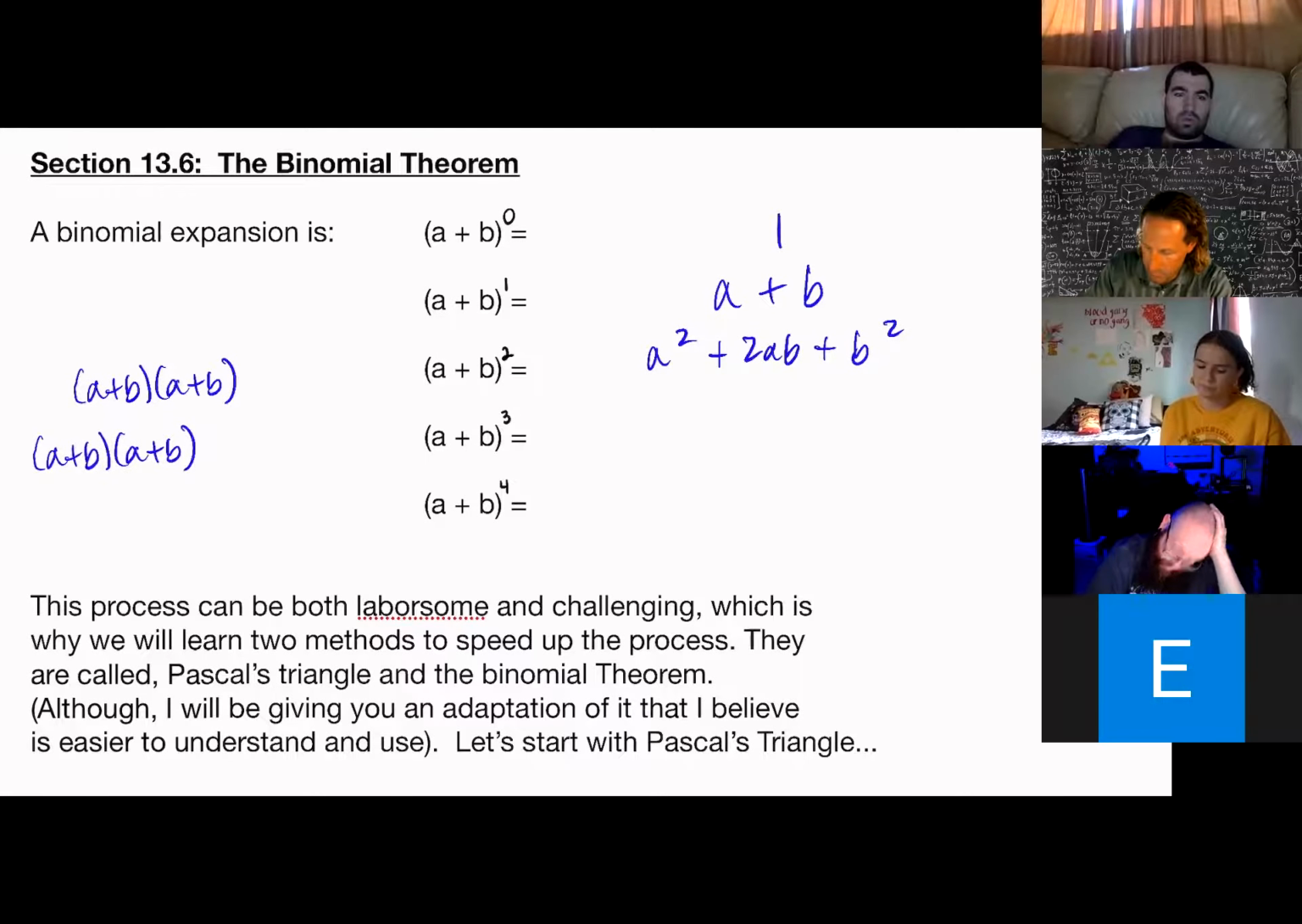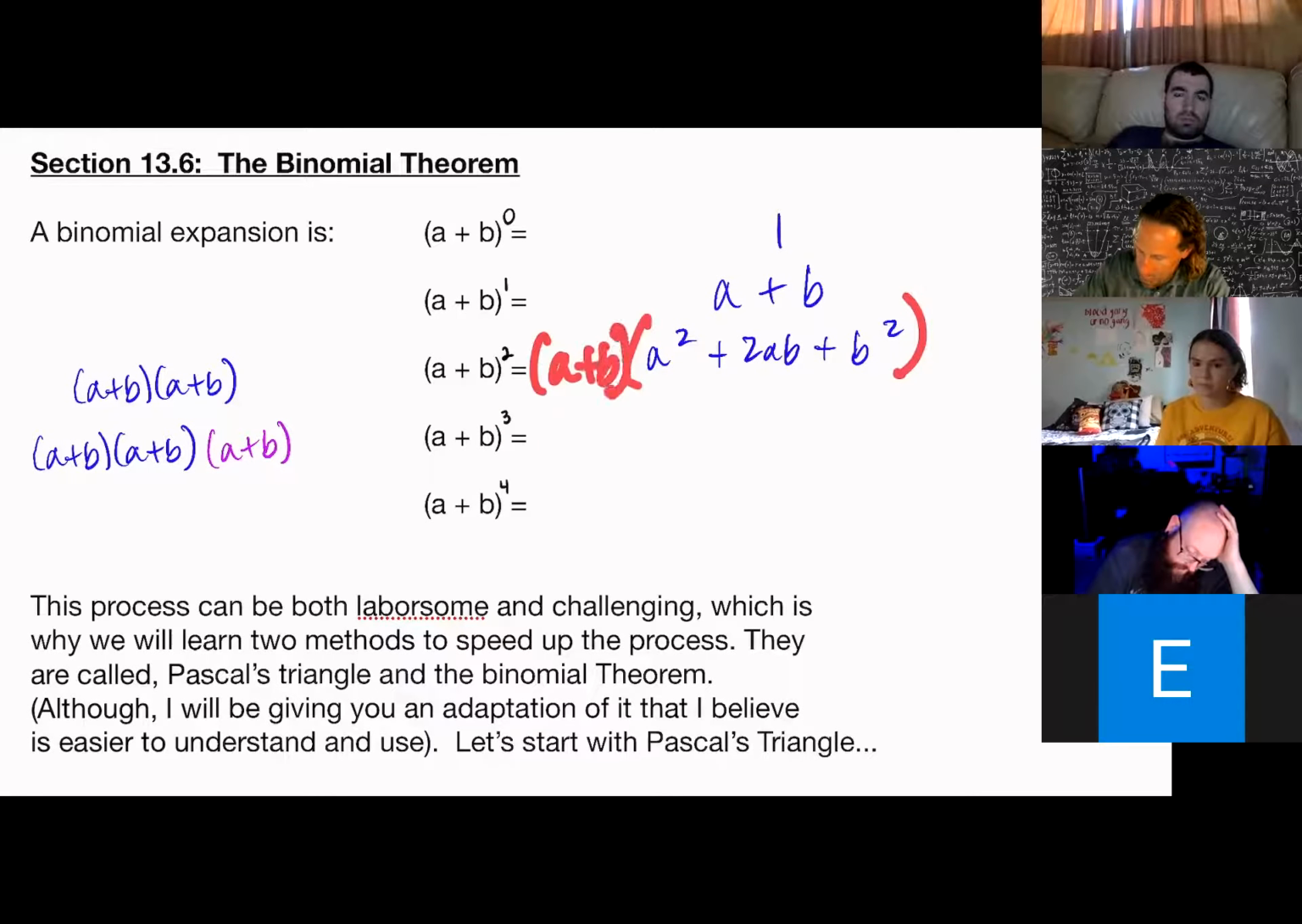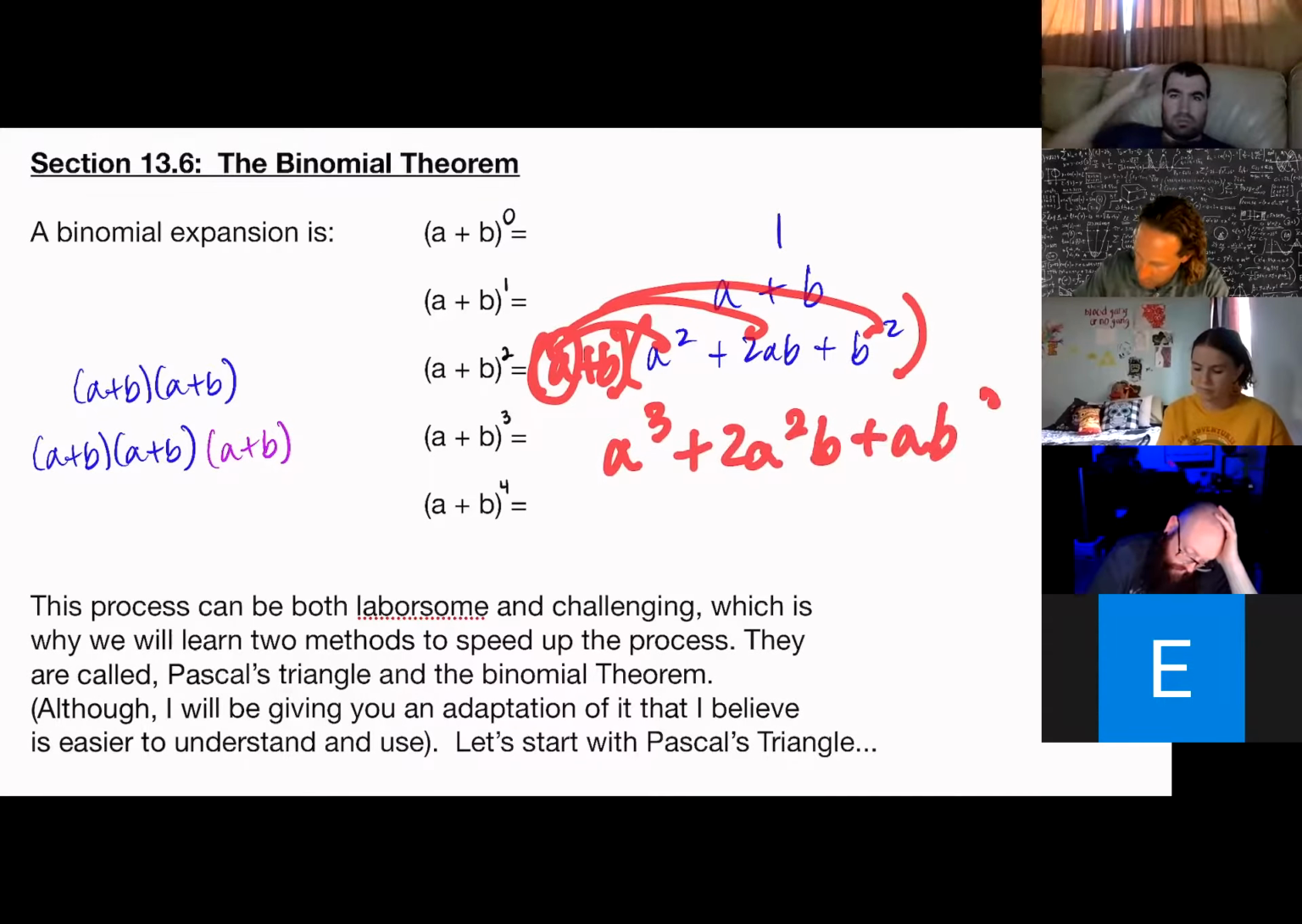Now, if I wanted to do that again, I'd have to take this and then multiply it by what? One more a plus b, to get my third multiple of it. Which means all I'd have to do to this is multiply it by an a and then a b. If I multiply the entire thing by an a, that will all have another a, won't it? Which means I now have an a cubed, 2a squared b, plus an ab squared. Just multiplied all of that by an a.